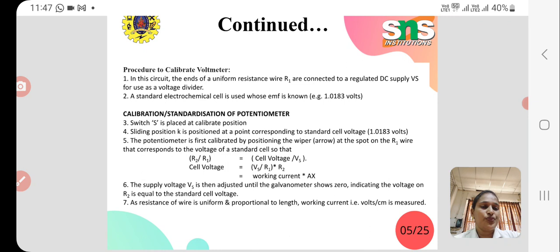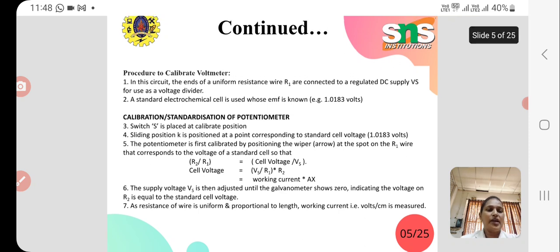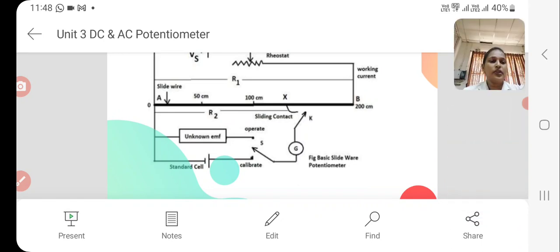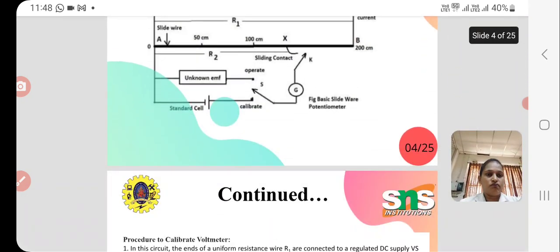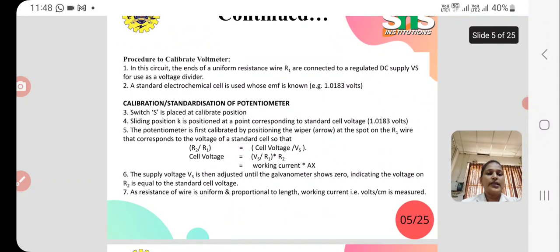Vs is the source voltage, which we already know. Therefore we need the cell voltage. Cell voltage is equal to Vs by R1 into R2. We know that I is equal to V by R. So Vs by R1, where R1 is the total length of the wire, that is Vs by the total resistance, gives the working current. R2 is the currently kept position of the jockey, from A to X, as seen in the diagram. So cell voltage is equal to working current into AX.